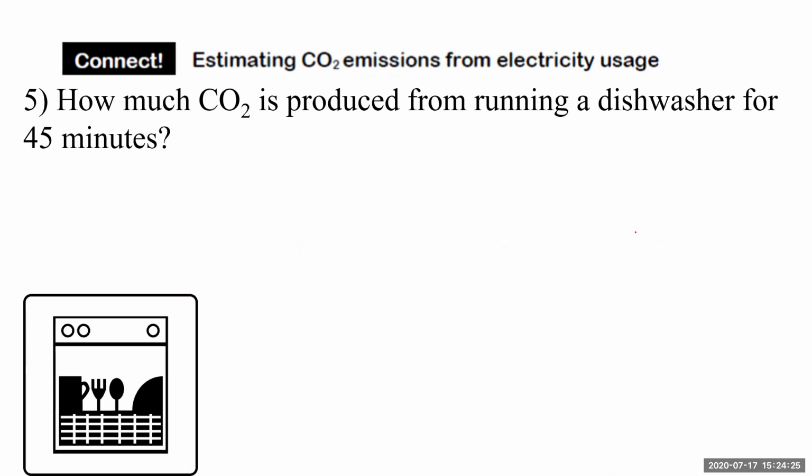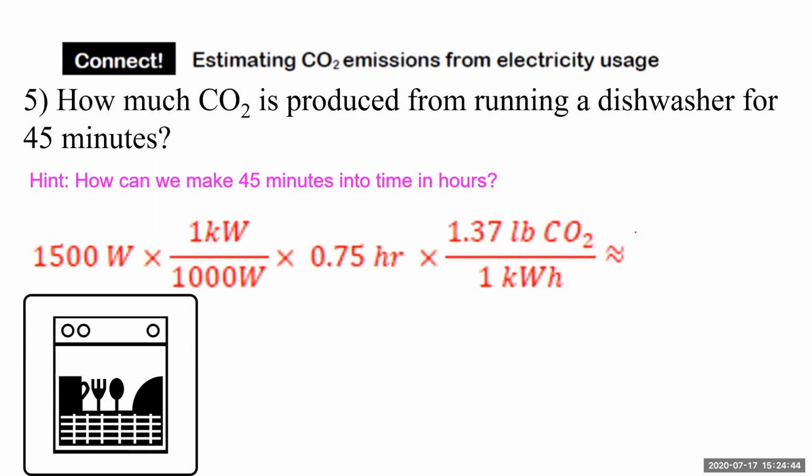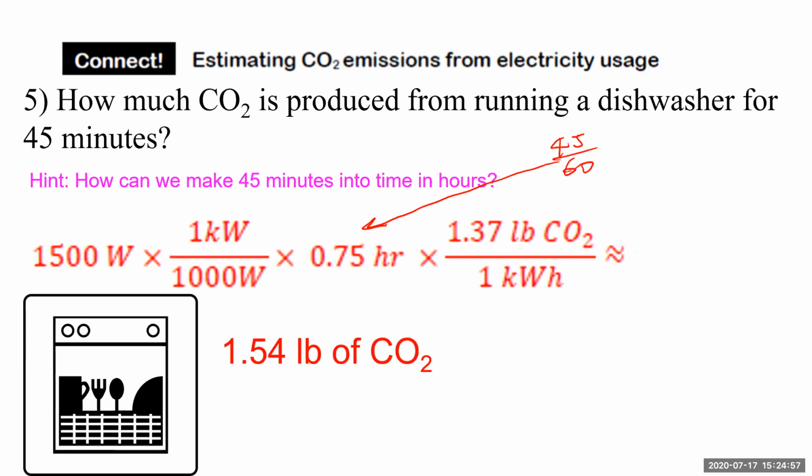Number 5, a dishwasher for 45 minutes. Because we are dealing with kilowatt hours, you have to change 45 minutes into hours first. So you look for the dishwasher, and the dishwasher is under kitchen. Dishwasher has 1,500, and you change 45 minutes into hours, so 45 over 60, and that gives you that. Now you have that.